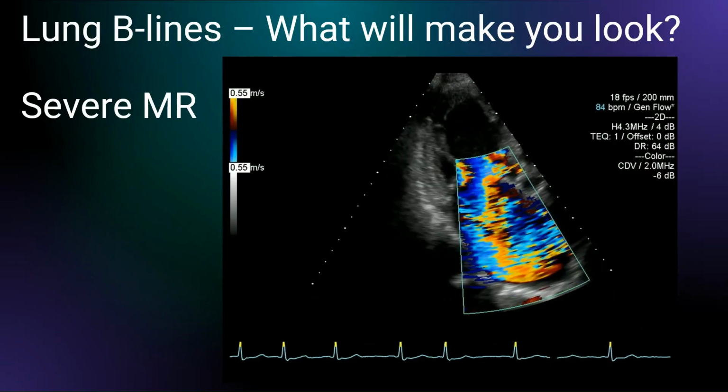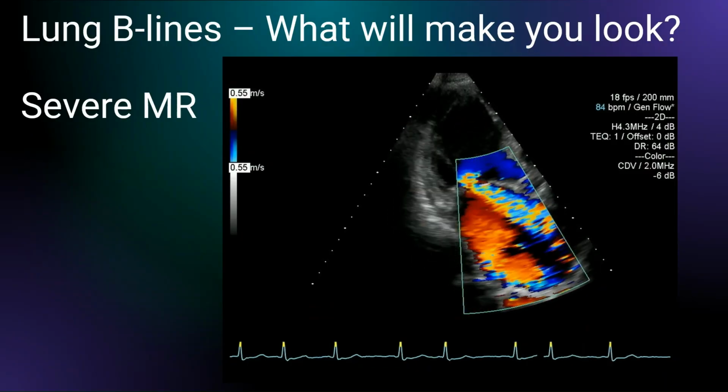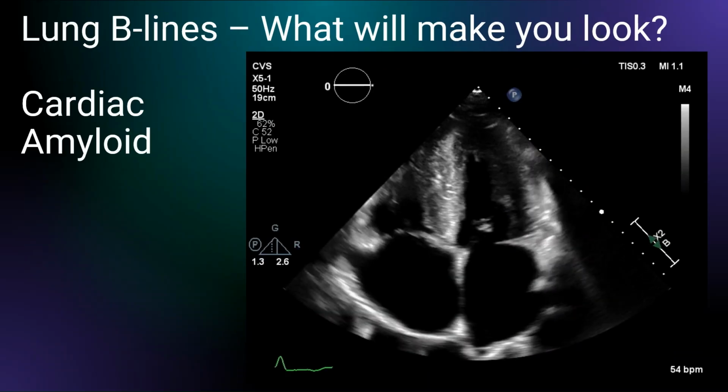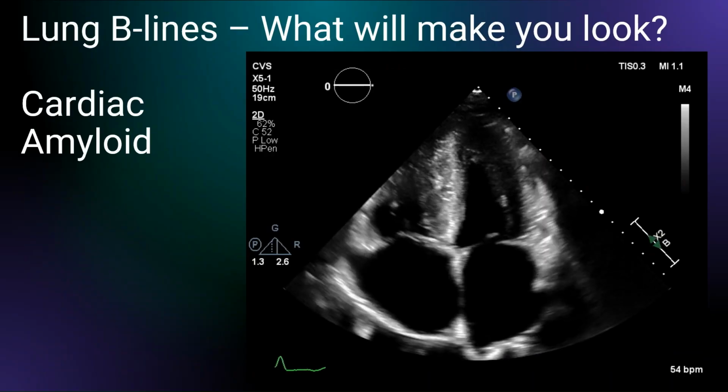In this case here, I've got quite severe mitral regurgitation, so again, I would consider looking for B lines in that context. And then another cause I would want to have a look for and make sure of is the presence of cardiac amyloid, as can be seen with a very thickened, bright-looking LV in this case.